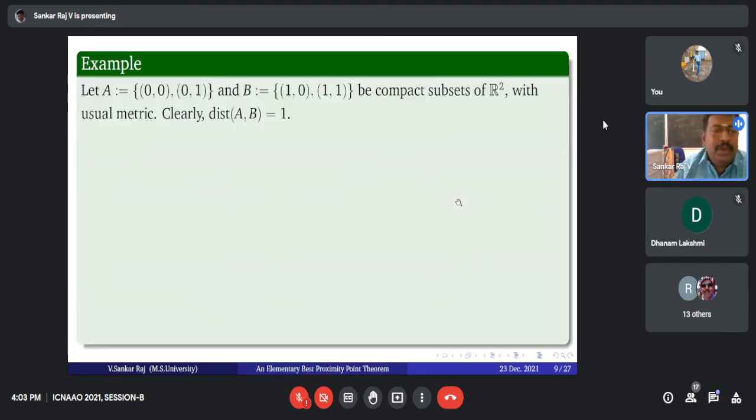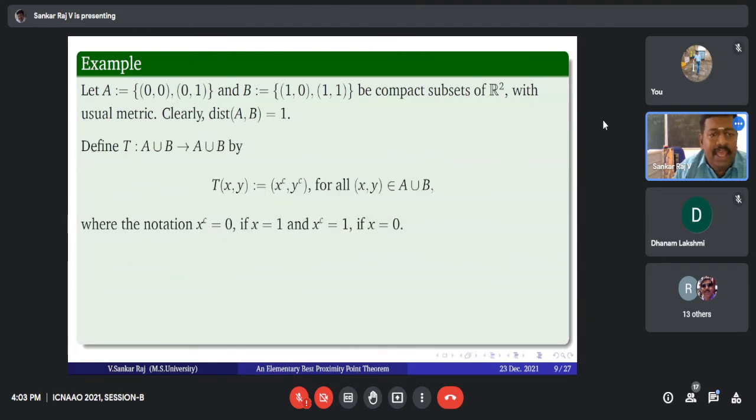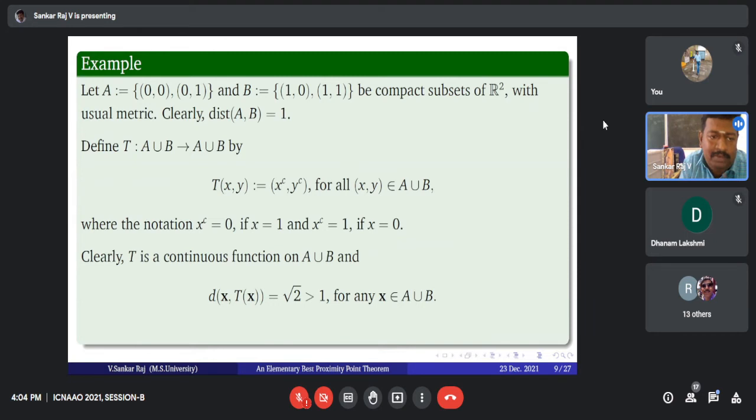So I have given an example with capital A and capital B. Now we define T as a function from A union B to A union B, given by T of (x, y) equal to (x complement, y complement). It is nothing but (0,0) mapping to (1,1), and (0,1) mapping to (1,0). That's all; we are mapping diagonally. So whatever we think, if x belongs to A, meaning (0,0) or (0,1), the distance to T of x is always the diagonal element. For example, for (1,1), the diagonal is root 2, which will always be greater than 1.